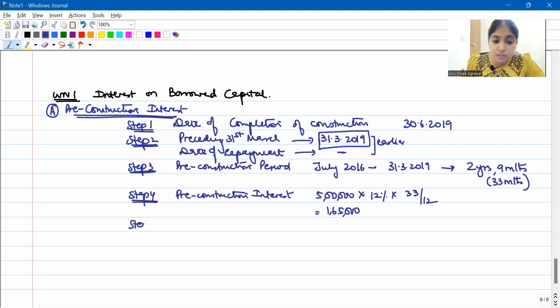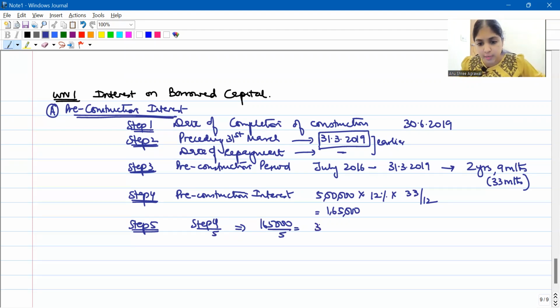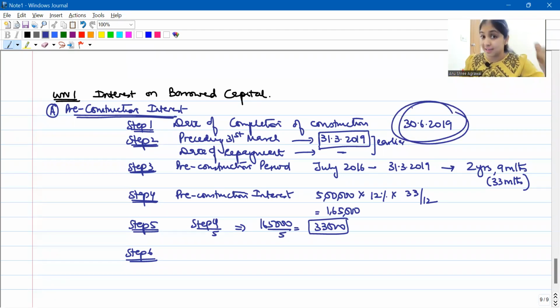Now, this pre-construction interest you're going to get as a deduction across 5 years. So, step 5 will be nothing but your pre-construction interest divided by 5. That is 1,65,000 divided by 5. So, every year, how much are you going to get? Every year, 33,000 deduction you're going to get. Okay, but do not stop over here. Also, please check this 33,000 you're going to get as a deduction for which year? You're going to get it as a deduction for 5 years. 5 years starting when? 5 years starting from the year in which you completed the construction.